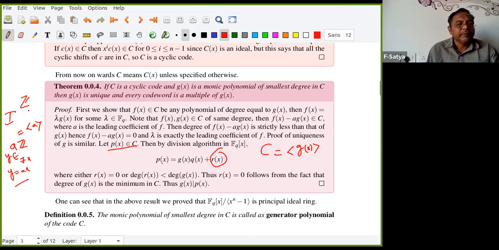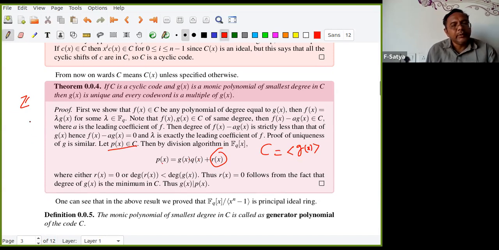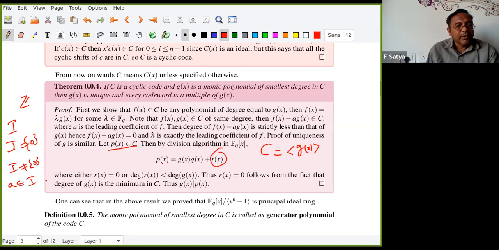You remember how to prove that every ideal looks like this. I'll prove it now in a quicker way. Those who have done algebra know this technique. Let I be an ideal in Z. I want to show it is a principal ideal. How do you prove it? If I is equal to 0, we are done. If I is non-zero, then it contains some a. Are you okay?